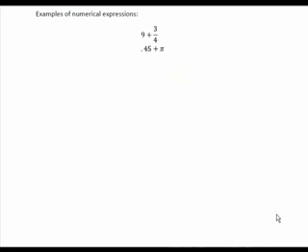So let's look at some examples of numerical expressions. Again, taking numbers and combining them with operations results in a numerical expression. So 9 plus 3/4 is a numerical expression. 45 hundredths plus pi, since pi is a number, is also a numerical expression.